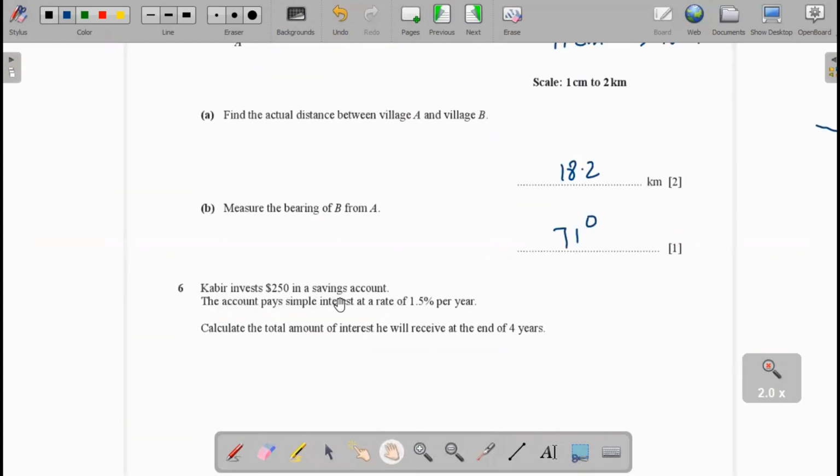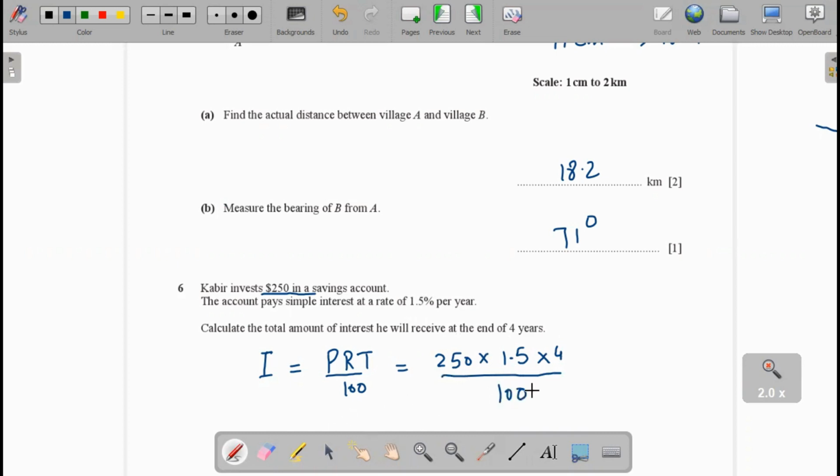Kabir invests $250 in his saving account. The account pays simple interest at a rate of 1.5% per year. Calculate the total amount of interest he will receive at the end of 4 years. Now the formula of interest is I is equal to P times R times T over 100. Here P is the saving amount, the principal amount, that is $250. Now we write 250, and the interest rate is 1.5%. The time given is 4 years. We write 4 and divide by 100.